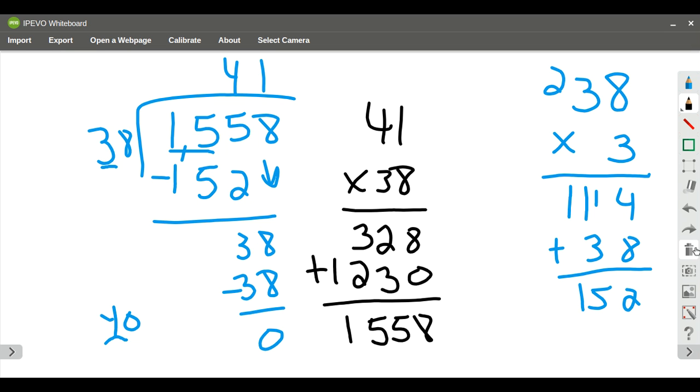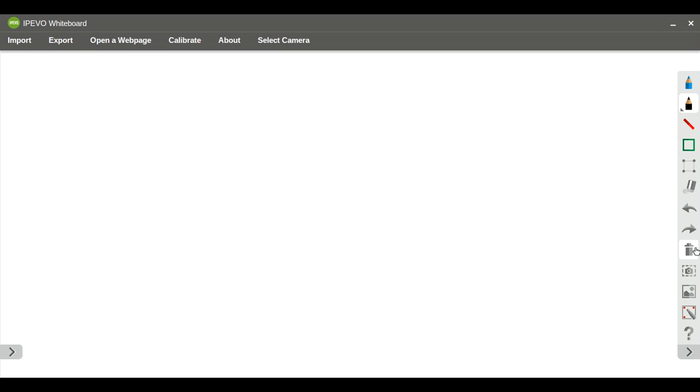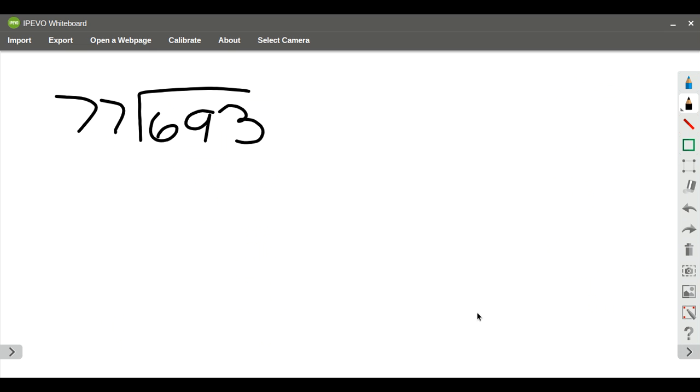All right. The next one that I'm going to take a look at is 77 divided into 693. So I start by looking to see where 77 can go. 77 can't go into 6. 77 can't go into 69. 77 is able to go into 693. So the 3 is where I will place my value for the quotient.